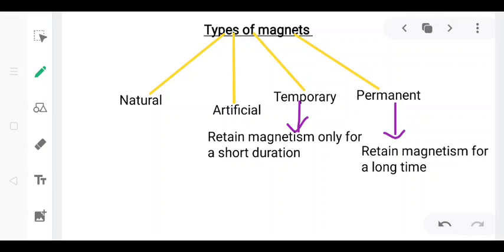On the basis of retention of magnetism, magnets can be classified as temporary magnets and permanent magnets. Temporary magnets are usually made of soft iron. They can retain their magnetism only for a short duration, and they lose their magnetism after the magnetizing force is removed. Whereas permanent magnets are made of steel, cobalt, nickel or alnico, and are able to keep their magnetism for a long time even when the magnetizing force is removed.